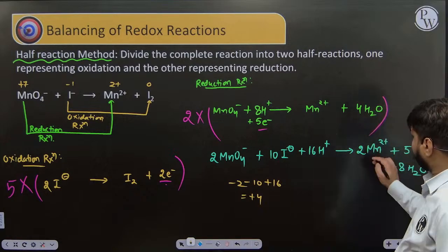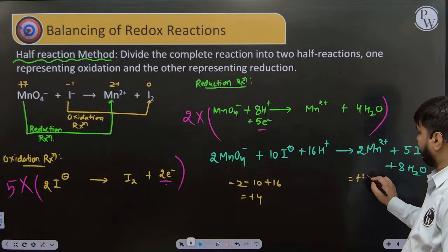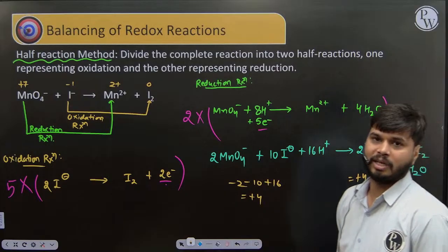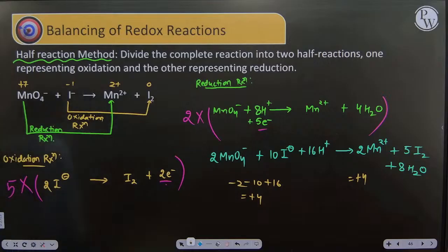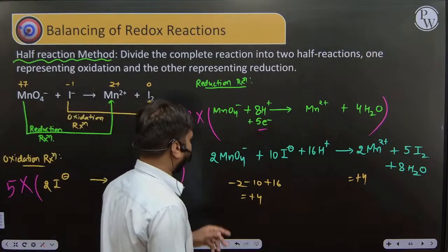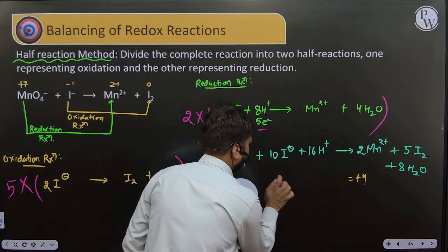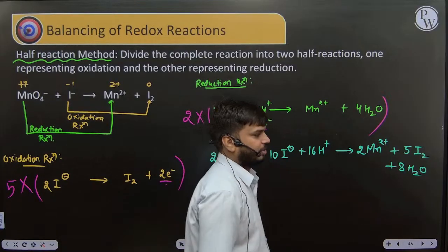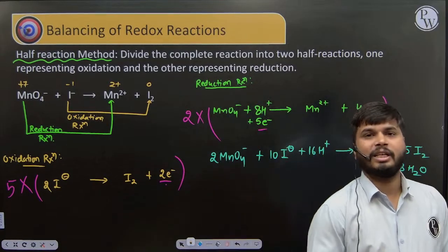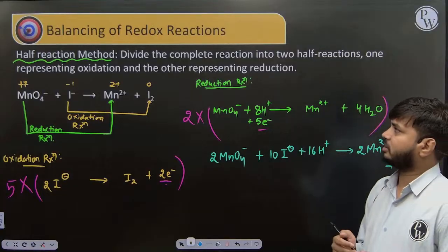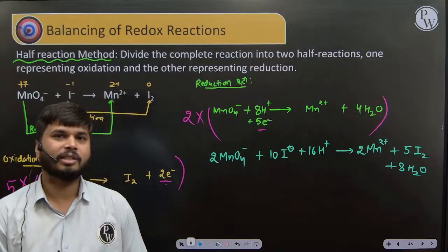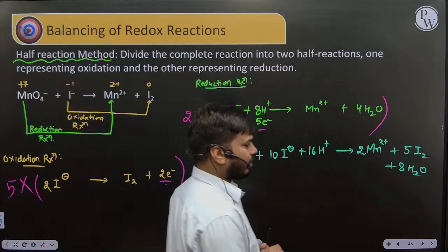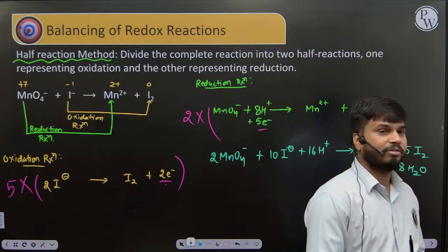What about the right side? 2 into plus 2. Right side we have plus. So charge is also balanced. Right? So everything is balanced here. Charge is balanced. Elements are balanced. So overall this reaction is balanced. Right? This is what we have discussed: balancing of redox reaction with the help of half reactions.